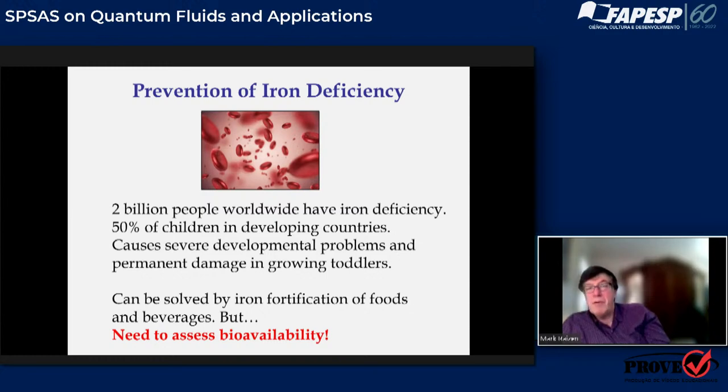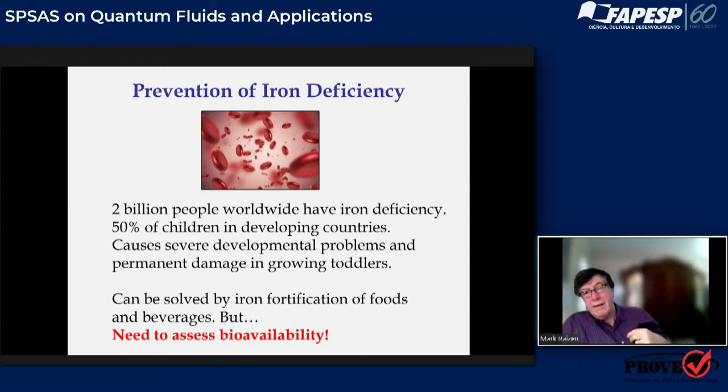But this is a preventable problem. In fact, it could be solved by iron fortification of foods and beverages. But you need to assess the bioavailability. What I mean by bioavailability is just absorption: you can take iron supplement pills, but they don't necessarily get absorbed in your body.